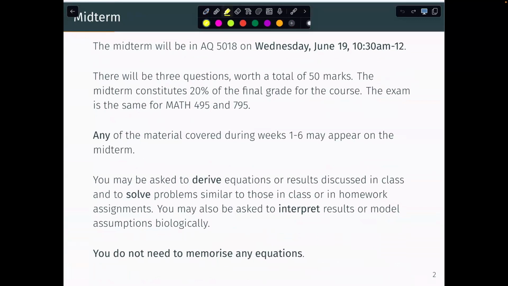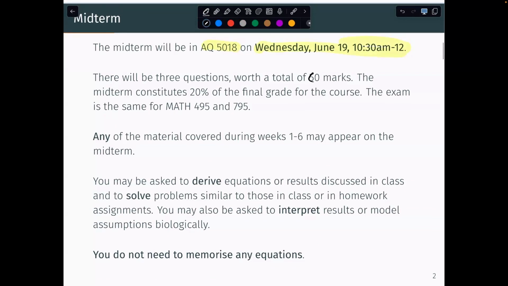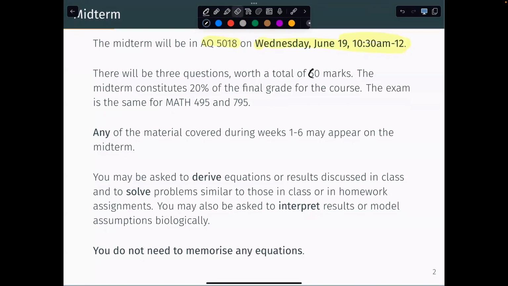So just a few details about the midterm itself. It's going to be held in this room, AQ 5018, and it's going to be on Wednesday. It'll be 90 minutes long, 10:30 till 12. There are going to be 3 questions worth a total of 50 marks. Actually, that's slightly incorrect. I changed it. I think it's worth 60 marks. Not that it really matters. There are 3 questions anyway. And this midterm will constitute 20% of your final grade for the course. And the exam is going to be the same for the 495 and 795 versions.